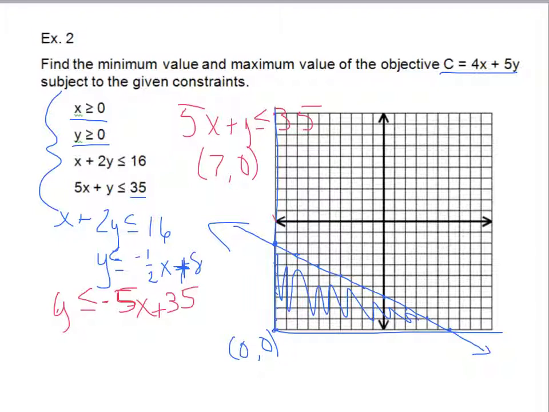So I'm going to plot that point, (7, 0), and then go up 5 over 1. Oh, looky there. I have my vertex. And just stop right there. Okay. Now I shade that in. My feasible region is where the two colored areas overlap, so that is now being colored in black.